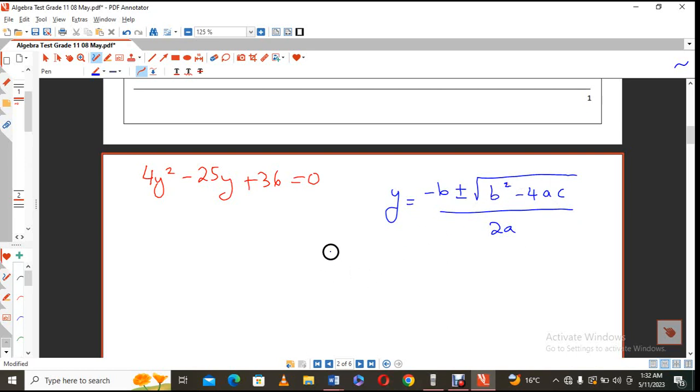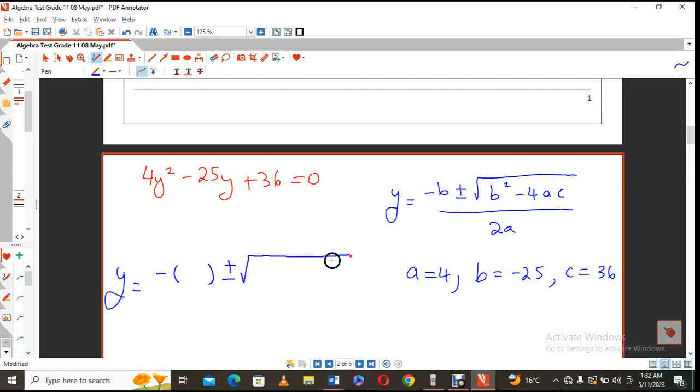Okay, right, so let's go ahead and identify our values. The a value in this equation is 4, the b value is negative 25, and the c value is positive 36. So that leaves me with substituting the correct values where they need to be. Please put this in brackets, and it's very important, otherwise you might end up with a totally different answer.